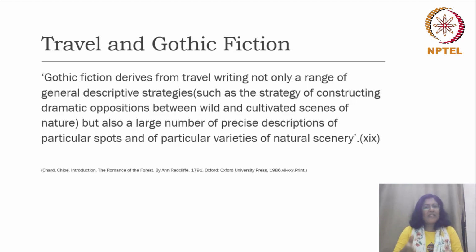And this travel narrative also offers Gothic writers a range of interesting scenery which can be used in particular novels. Descriptions about Italy can be made use of in several Gothic fictions, for example in The Castle of Otranto and other fiction of the kind. So these are important narratives for Gothic novels.